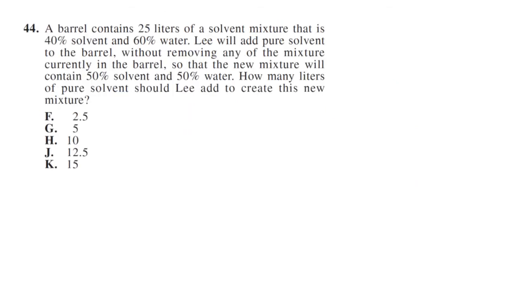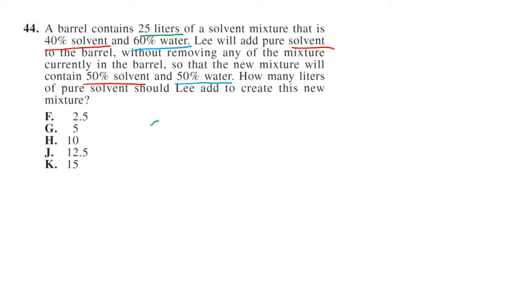A barrel contains 25 liters of a solvent mixture that is 40% solvent and 60% water. Lee will add pure solvent to the barrel, so he's going to add solvent without removing any of the mixture. The new mixture will be 50% solvent and 50% water. So we want these to match. So let's see how much we have so far.